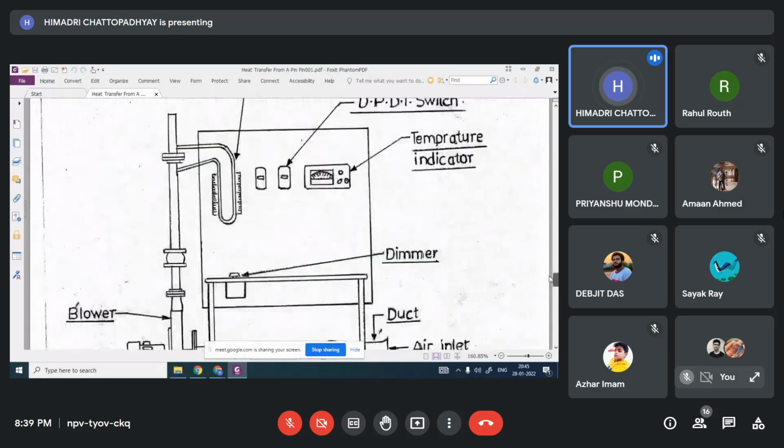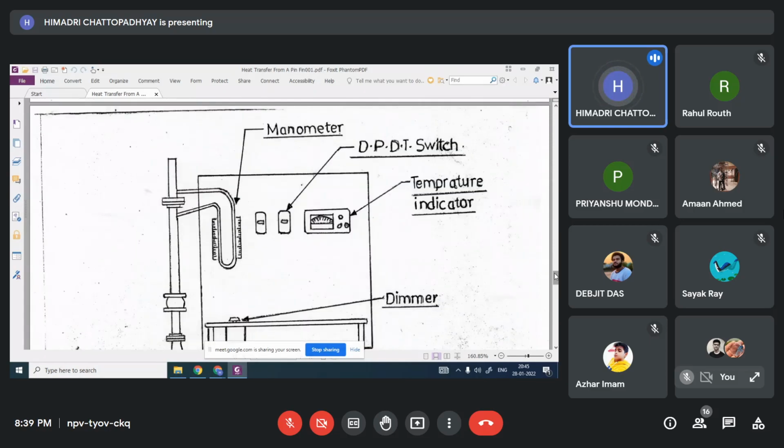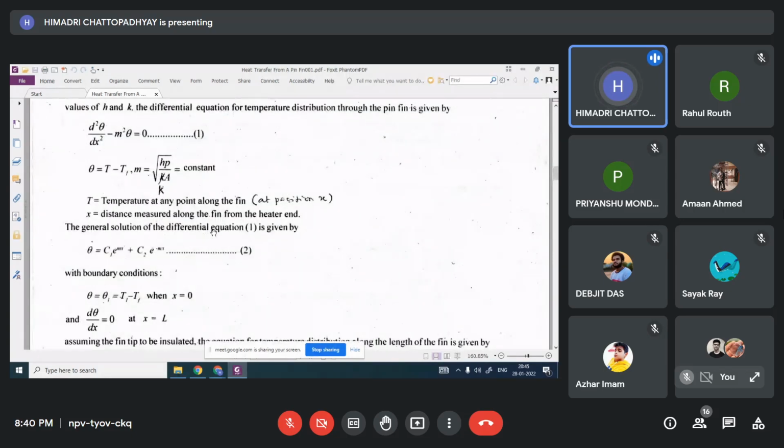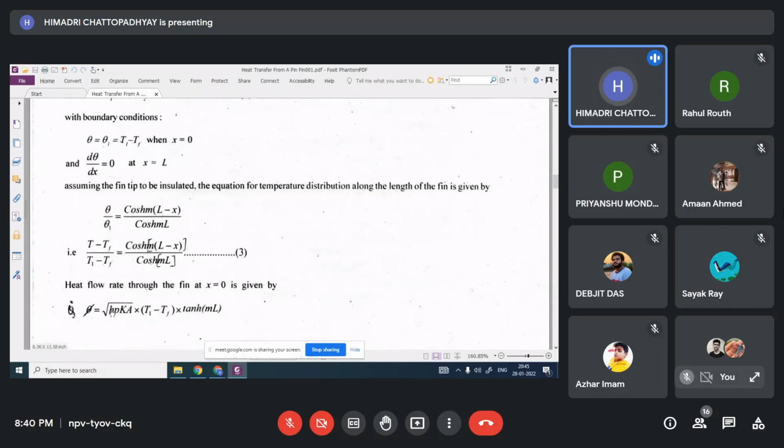Now you see, this is the setup. What is happening? The fin is here and air is going through this. And here there is a manometer. What does the manometer do? It measures the pressure difference. From this pressure difference, we calculate the velocity. Why do we need the velocity? Because we need the value of the heat transfer coefficient h.